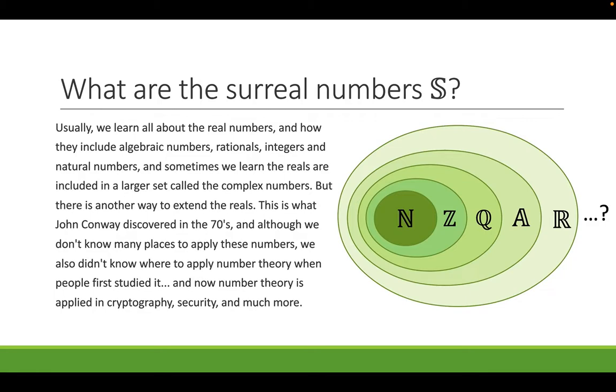Right? So first we learn these, and these, and so on. And well, there's another way to extend the reals, which is not nearly as well known, but is still really cool. And this is what John Conway, the Game of Life guy, discovered in the 70s. And although we don't know many places to apply these numbers, we also didn't know where to apply number theory when people first studied it. Now number theory is applied in many parts of cryptography, security, and much more.